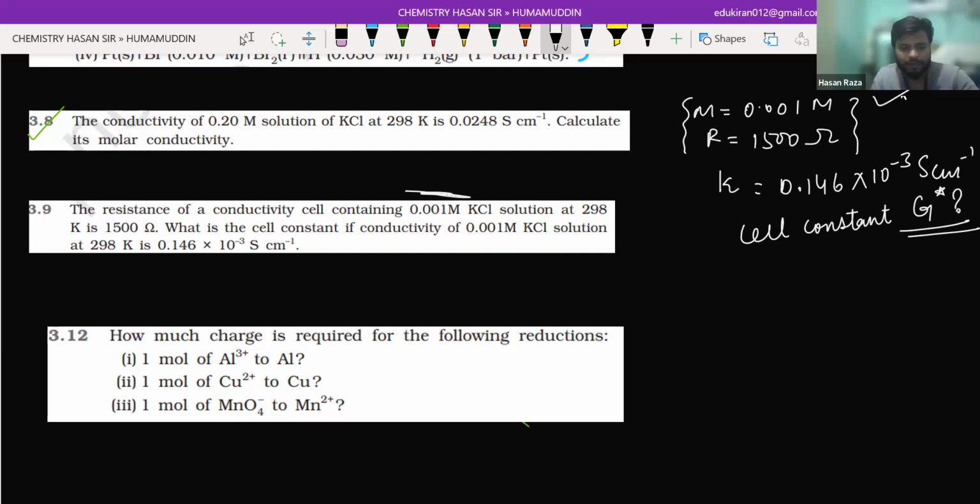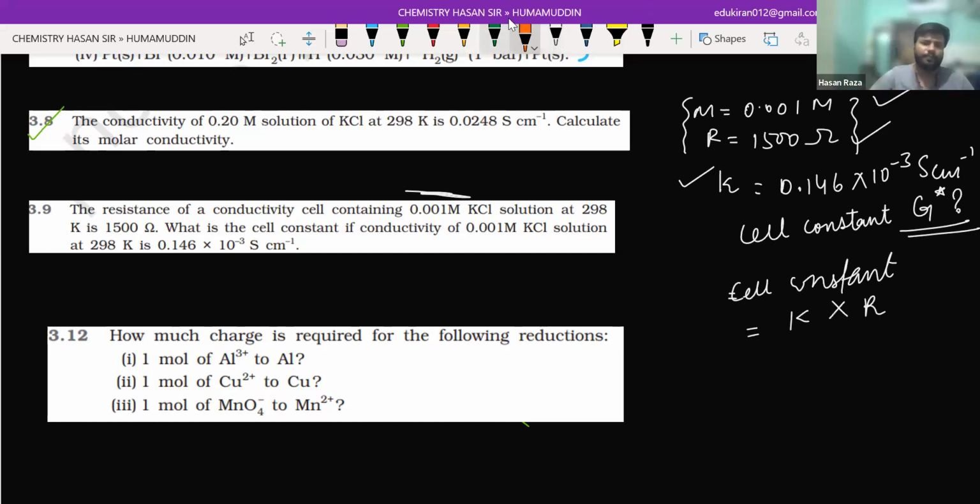So molarity is given, you can see. Resistance is given as well. Conductivity is given, and we need to calculate the cell constant, which is very easy to calculate. You know what you need to do? It's very simple. If you remember the formula, the cell constant is equal to kappa into resistance. So simple it is. Basically, this is the modified form of the cell constant formula.